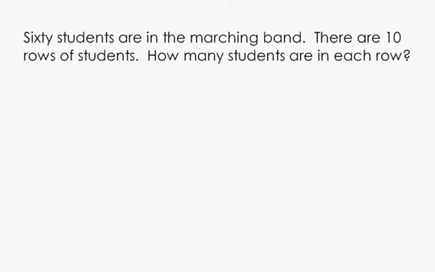Let's tackle some more story problems. 60 students are in the marching band. There are 10 rows of students. How many students are in each row? I know we're trying to figure out how many students are in each row. And the numbers that I'm going to use to help me figure this out are 60 and 10.